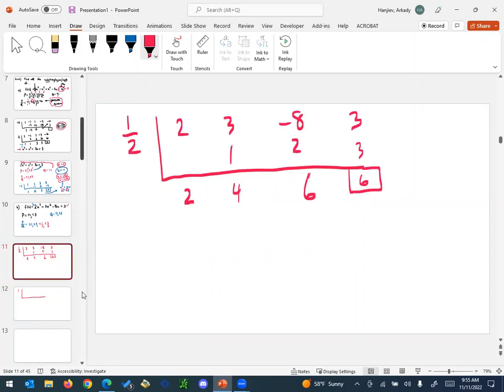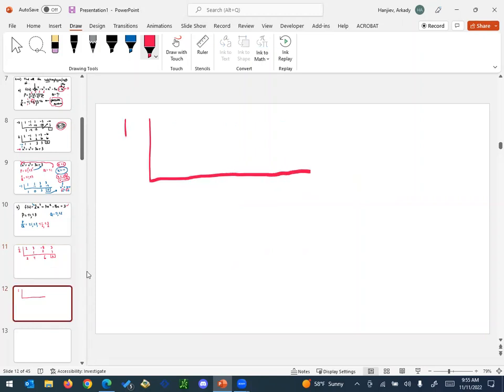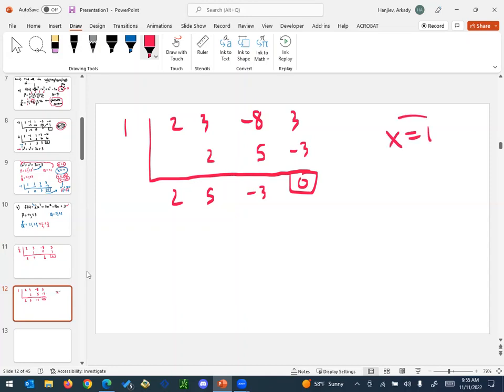Let's go with this one. Table 1 got 1 to be correct. 2, 3, -8. So that's 2, that's 5, that's -3, and that's 0. Perfect. Polynomial that's left over. So now we have x equals 1. That's for sure we know. Polynomial left over.